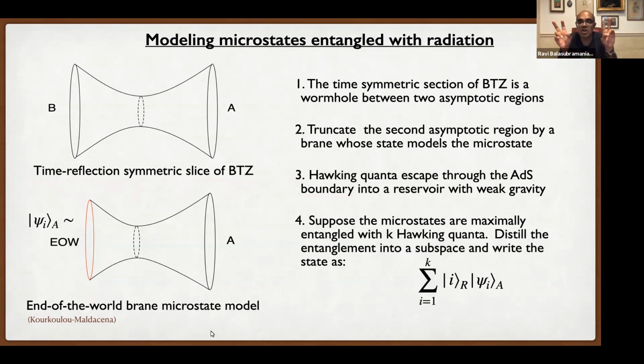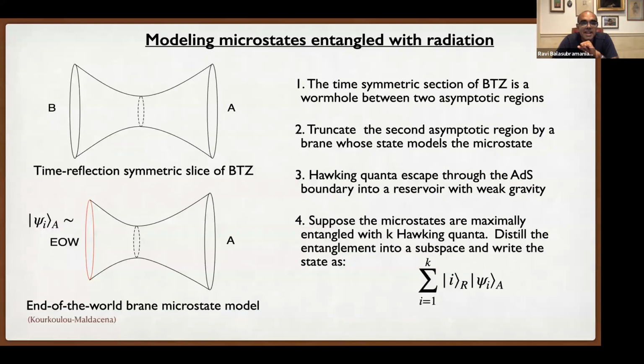And we will mock up radiation. Since there's no real dynamics here, we're going to mock up radiation by imagining that we increase or decrease K. That's like increasing or decreasing the size of the reservoir. We increase or decrease K, the number of Hawking quanta, and that's going to be a proxy for the radiation process.